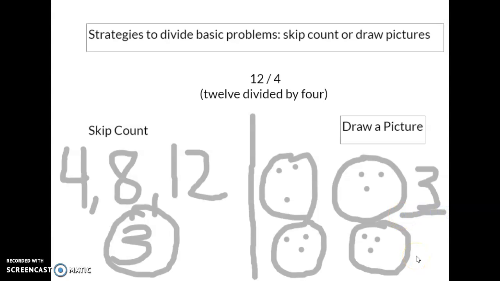Again, you can use the same strategies for multiplying and dividing. It's just slightly different for how you use the strategies. Again, I encourage you to rewind this video, watch how I do it, practice yourself, make sure you feel comfortable, and then you guys are going to go ahead and solve problems on your own.